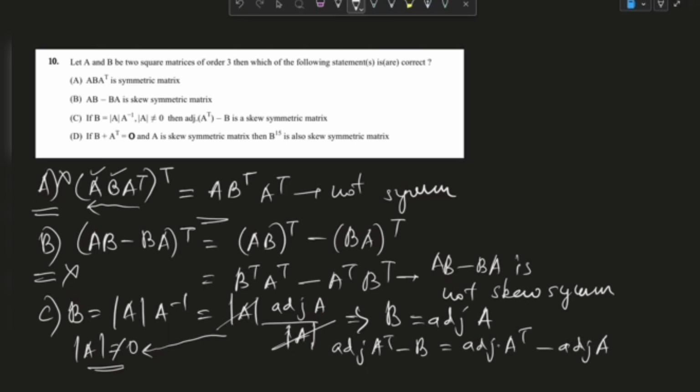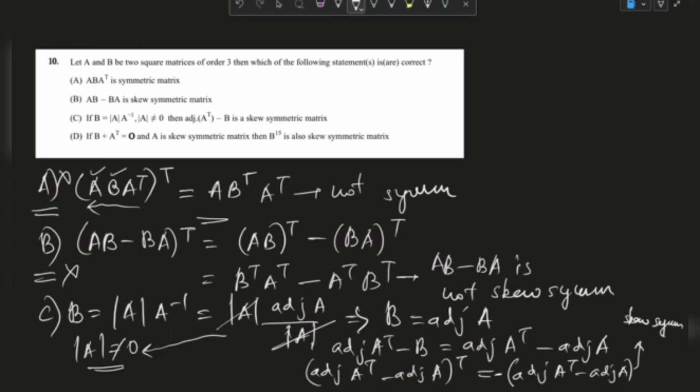So yeah, if we take the transpose of this thing, okay, I will write this in another step. Adjoint of A transpose minus adjoint of A. Although it's pretty visible actually, I will still write the whole transpose. This will become individual transpose. So adjoint of A minus adjoint of A transpose, which we can write as minus of adjoint of A transpose minus adjoint of A. So basically, which proves that this thing is skew symmetric. So I guess our option C will be correct.